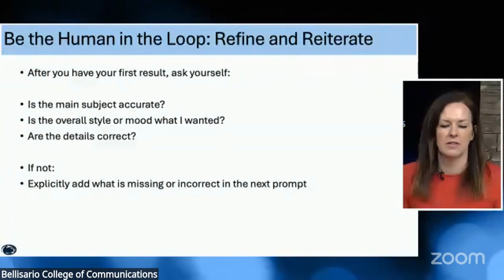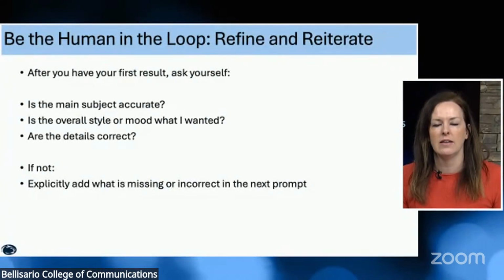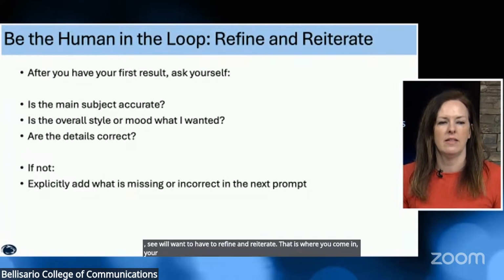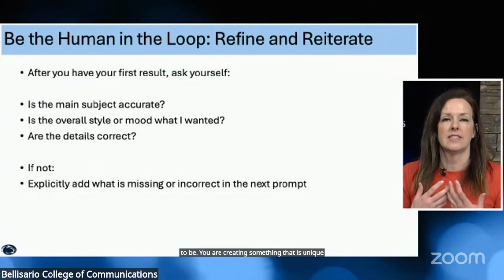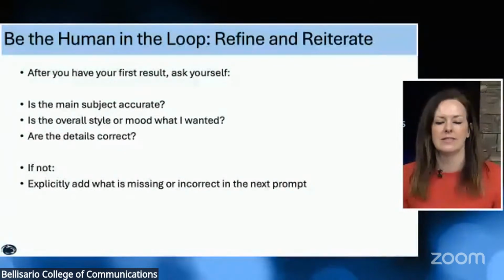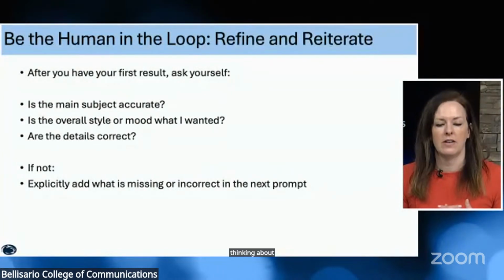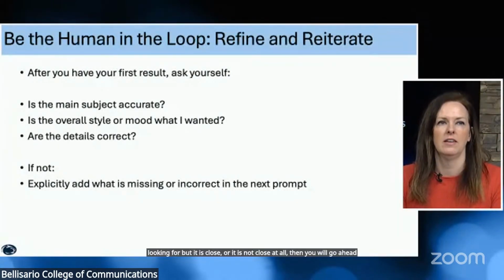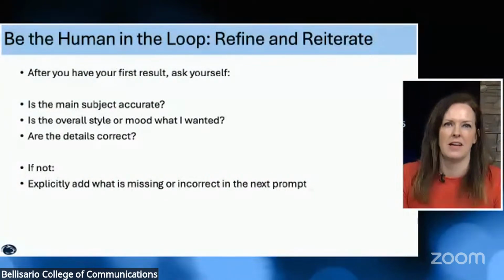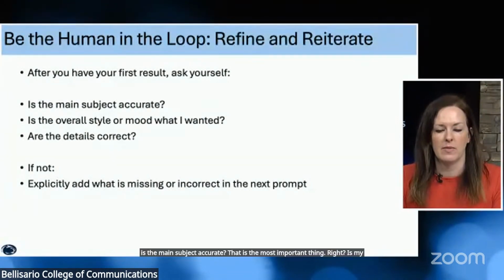Your creativity begins by just whatever your prompt happens to be. You're creating something that's unique, something that is on your mind, an image that you've been thinking about. That's step one. And then once you get the image and you're like, well, it's not exactly what I was looking for, but it's close, or it's not close at all, then you're going to go ahead and refine and reiterate. So some of the questions you should ask yourself are, is the main subject accurate? That's the most important thing, right? Is my rose a rose in the last example that I just gave? If it was a different type of flower, that might be problematic for me.